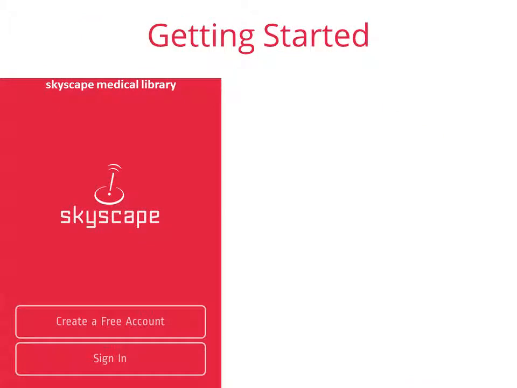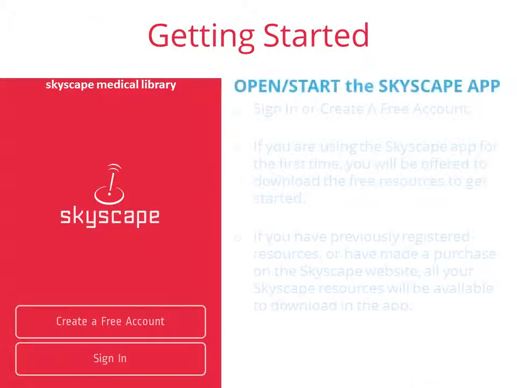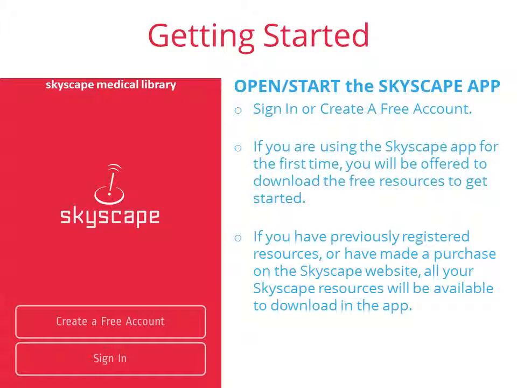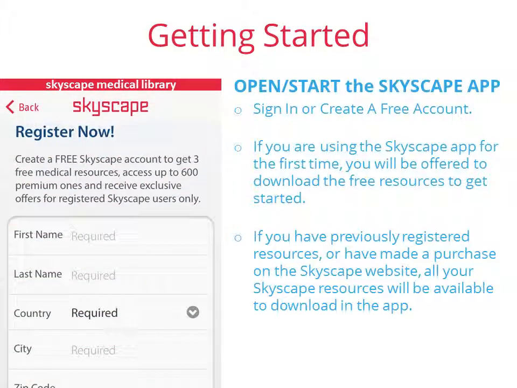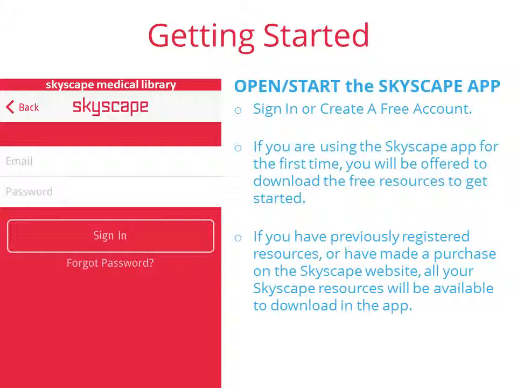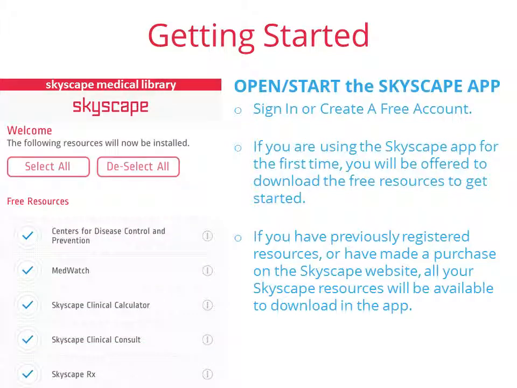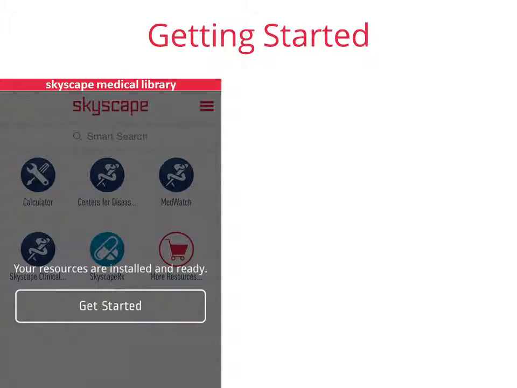Getting started with Skyscape is easy. Once you have the Skyscape app installed onto your device, open or start the Skyscape app. When you first open the Skyscape app, you will be asked to either sign in or create a free account. If you are using the Skyscape app for the first time, you will be offered to download the free resources to get started. If you have previously registered resources, or have made a purchase on the Skyscape website, all your Skyscape resources will be available to download in the app.